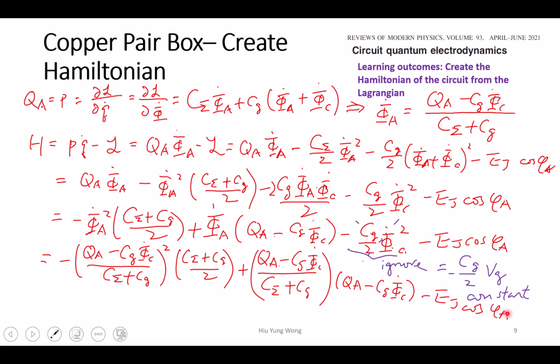Now we can further simplify this term. Look at this carefully. This one and this one can get cancelled, then I have half in front. Now, how about this and this? Aren't they the same? So we'll get a square. These two terms are the same, right? Qa minus Cg phi C dot, Qa minus Cg phi C dot, so they are both squared. So I can take this out. It becomes Qa minus Cg phi C dot squared, right?